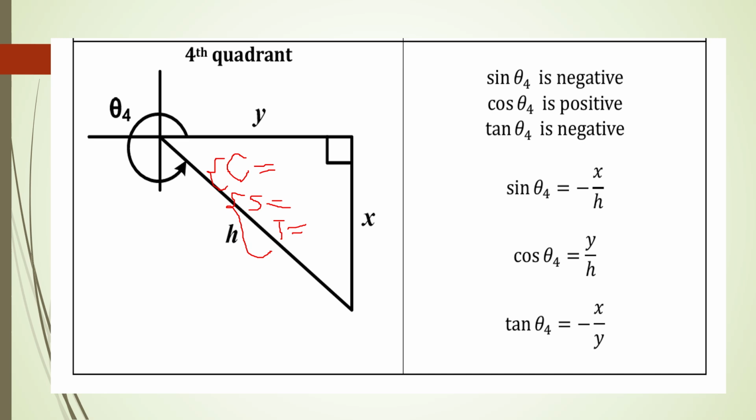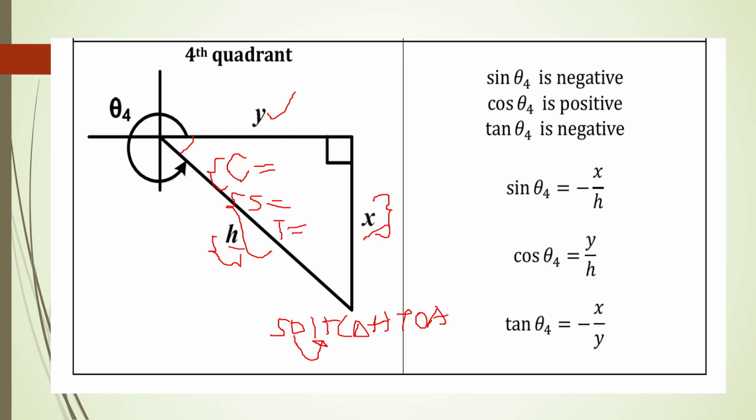So adjacent for this case, the side near the angle, is going to be y. And then the side which is away from the angle is going to be our opposite. And then the longest side of the triangle is going to be our hypotenuse. So from SOHCAHTOA, sine is going to be the same as opposite divided by hypotenuse. And our opposite for this case is x, and our hypotenuse is h.